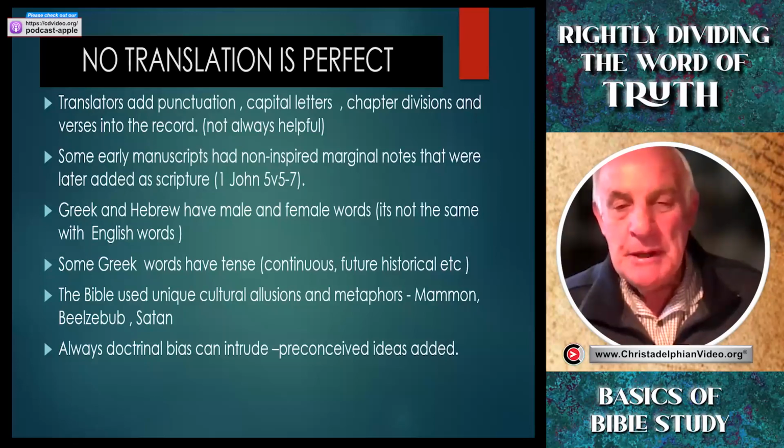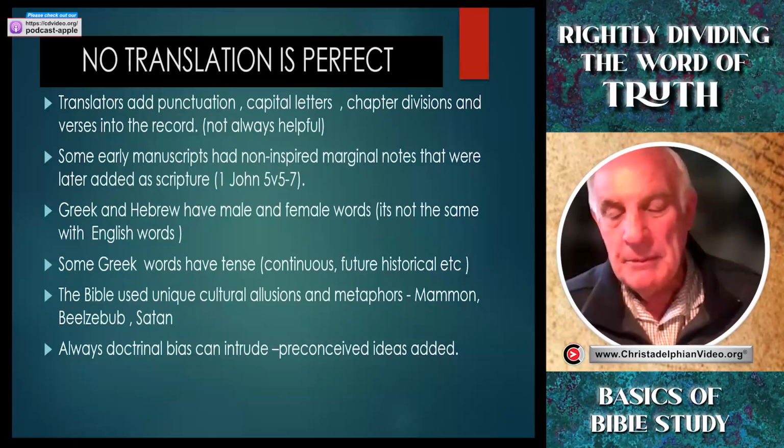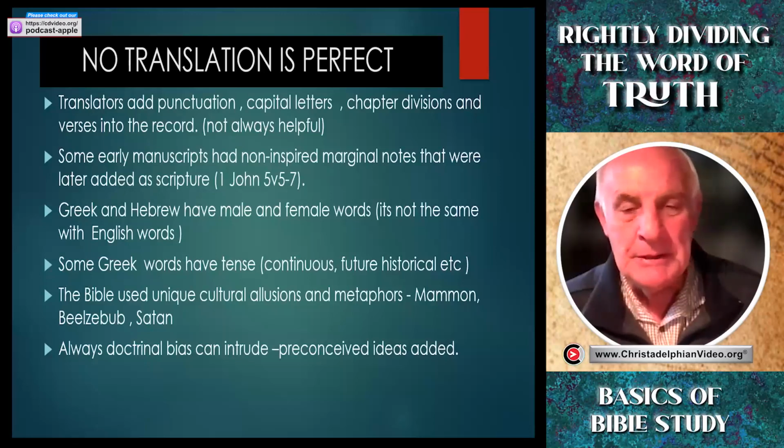Some early manuscripts have non-inspired marginal notes that were added to the text as scripture, and we've talked about 1 John chapter 5 in the past. Everybody, even the dynamic translations, very largely say that's a spurious insertion into the text.